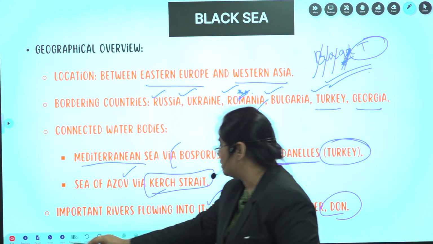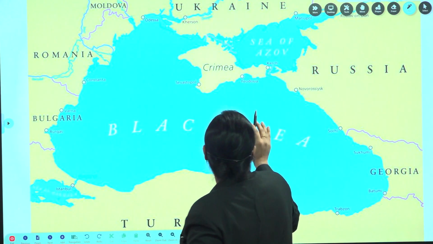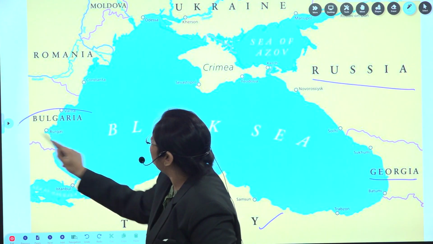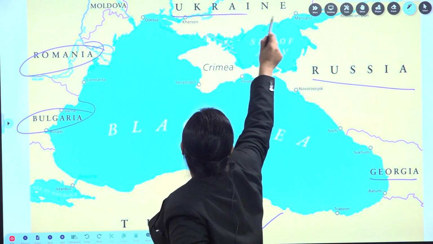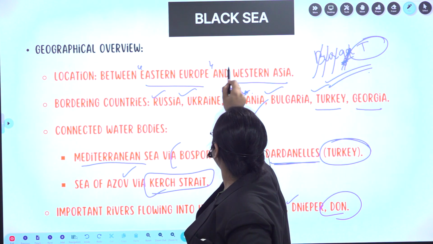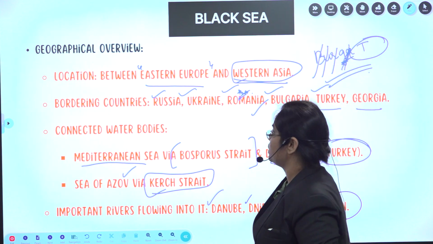Okay, let's see this map. So the Black Sea is surrounded by Russia. You can see here Georgia, Turkey, Bulgaria and Romania, and the upper part is Ukraine. Okay, it is located in between Eastern Europe and Western Asia, right?